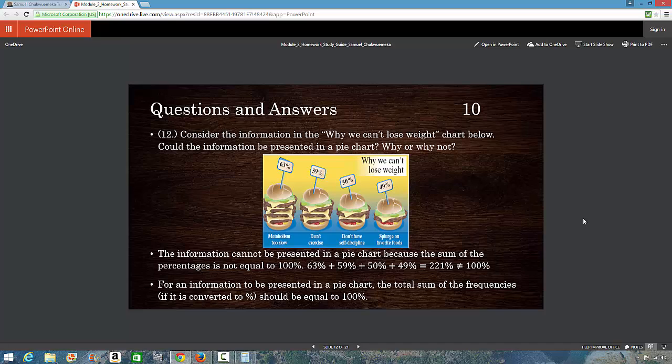Then the second thing is that if you add the percentages, it must be equal to 100%. That is the second thing to note. But if you add up all these percentages, it's not up to 100%. So there's no way you can put this in a pie chart. No, you cannot.